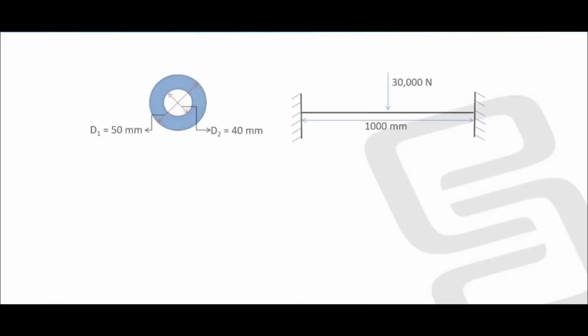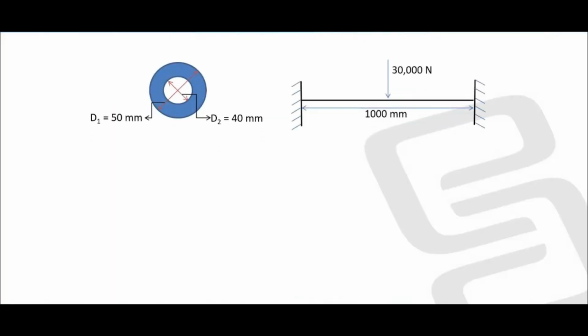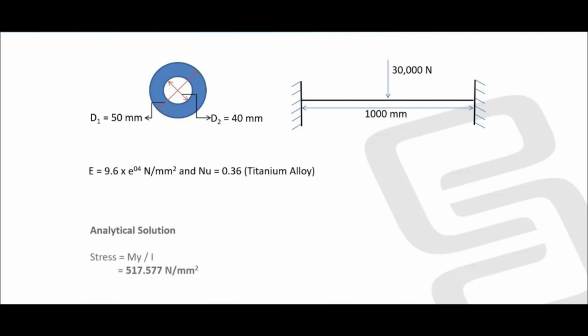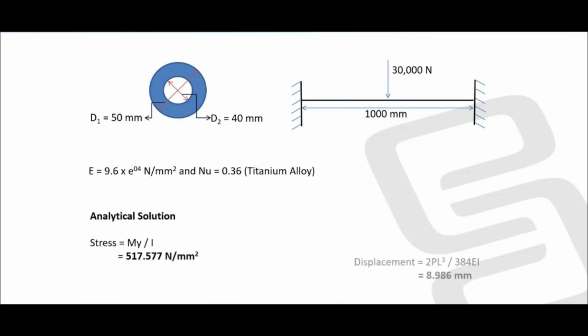So first, let me show you the problem statement. A beam of length 1000 mm is subjected to a bending force of 30,000 Newton. The cross section is given here. The material properties are also given here, and the analytical solution is also calculated so that we can verify the results. Now, to solve the problem statement, let us go directly to HyperMesh.